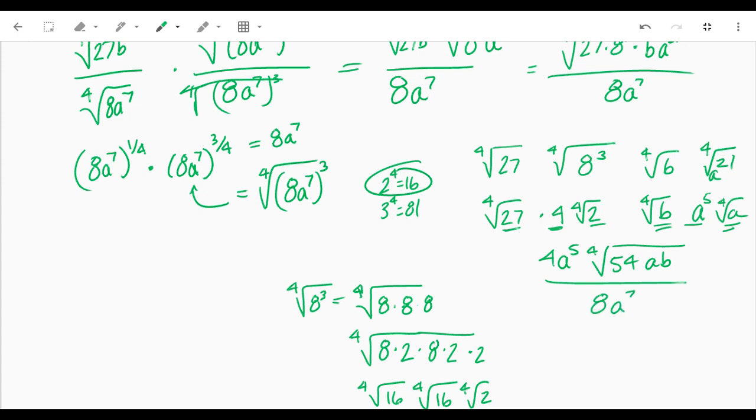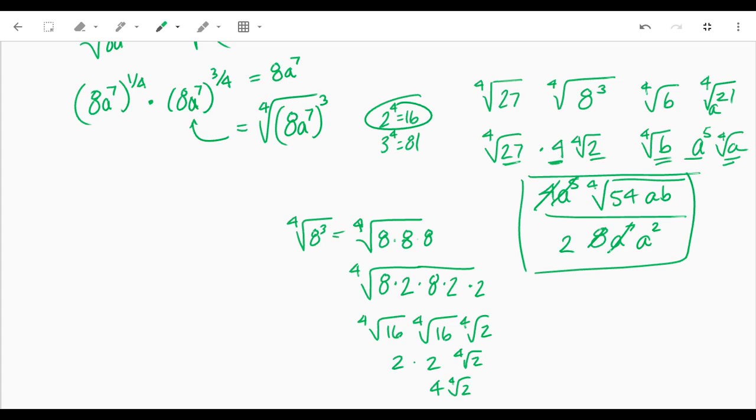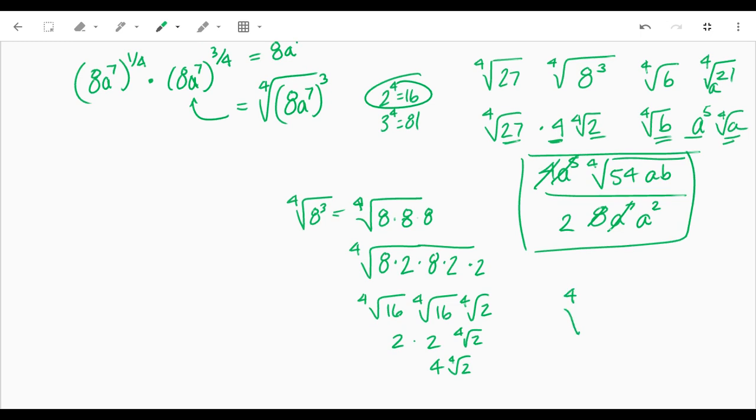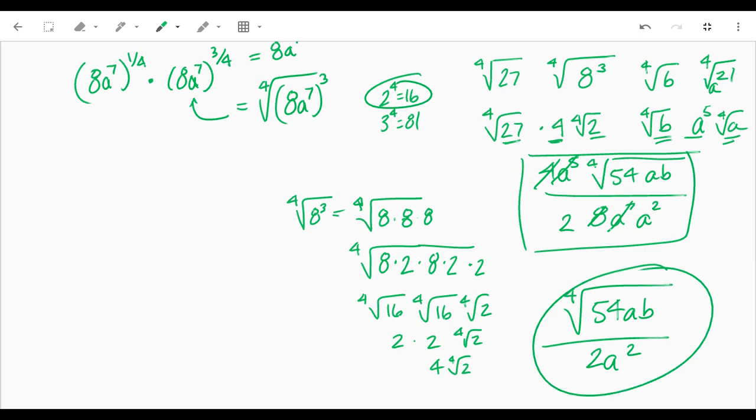So here's where I am right now. That's not my final answer, because the 4 and the 8 can reduce to a 2, and the a to the 5th over a to the 7th can be an a squared. So my final answer is the fourth root of 54ab over 2a squared. And that is a beast of a problem. That's a tough one. So again, I'll help you with it, just let me know. I think we're kind of long on this video, so I'm going to stop it.